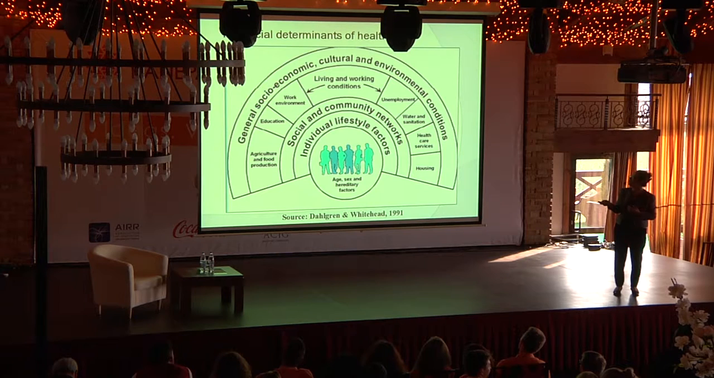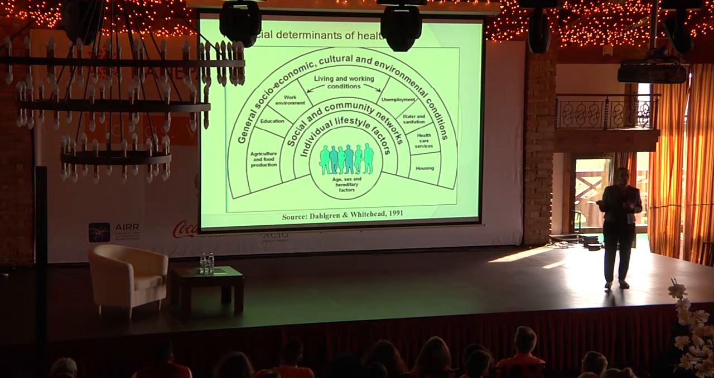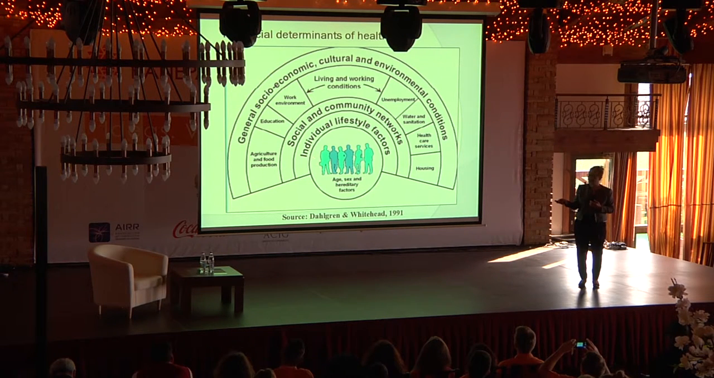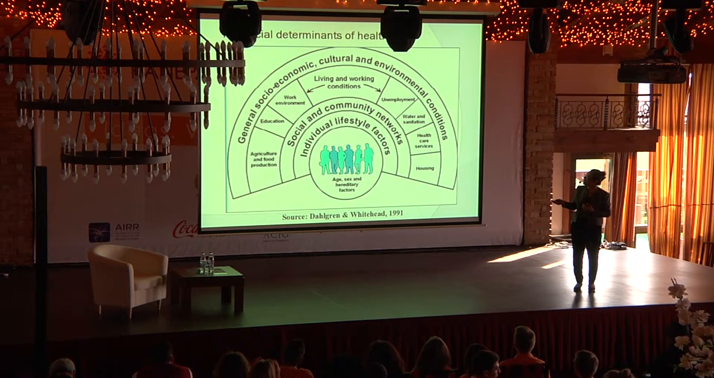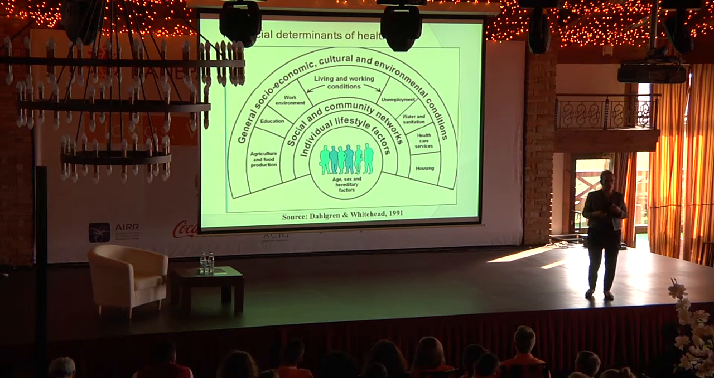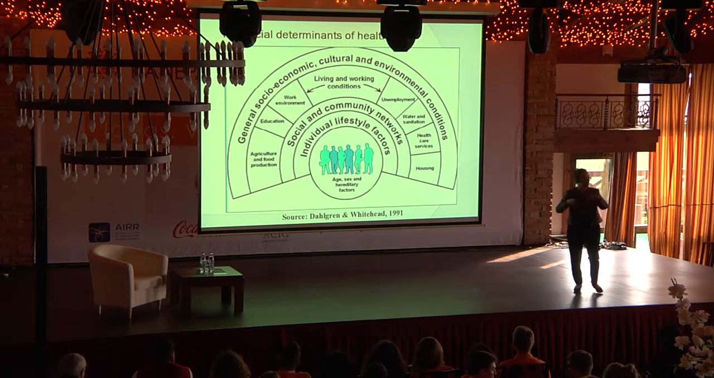And the WHO also presented this model, that the health of people is affected not just by biological factors of sex and heterogeneity, that is, biology and genetic factors, but also by the general socioeconomic and cultural environment, this arrow. This arrow affects the living and working conditions of people, and the working and living conditions affect the social and community networks, and this can also affect the individual lifestyle of the person. So if we take, for example, smoking, the laws about smoking are in the larger area, and this determines where you can smoke in your living and working areas, and this can affect your lifestyle and your health.